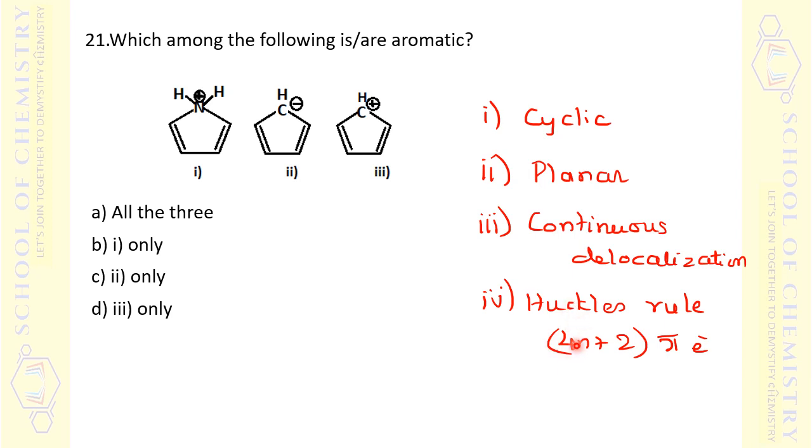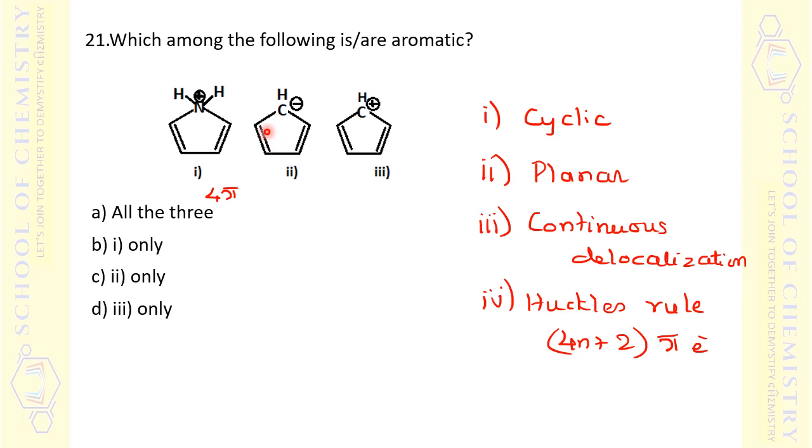That is, we need to count the total number of pi electrons available for delocalization, right? Very important type of question. So if I do that, for this you can find only two pi bonds here, and no lone pair of electrons left over on nitrogen. So in this case you have just 4 pi electrons. Here I write it is 4 pi electrons.